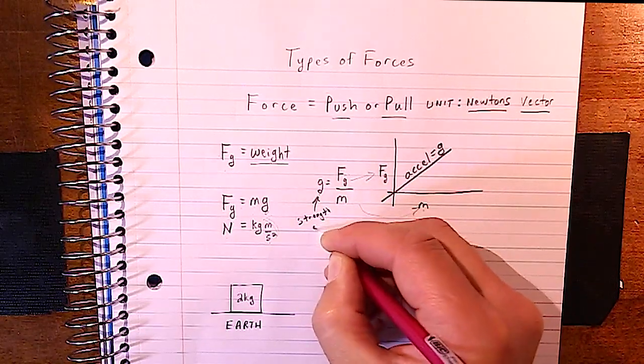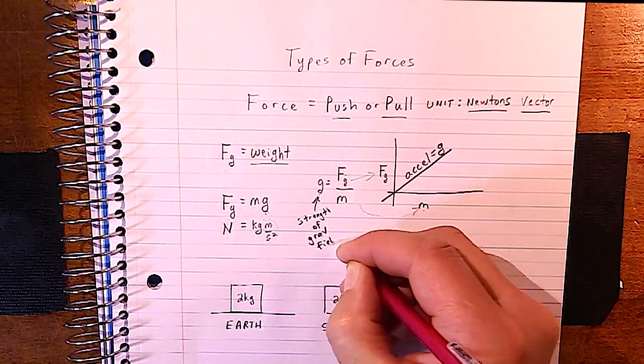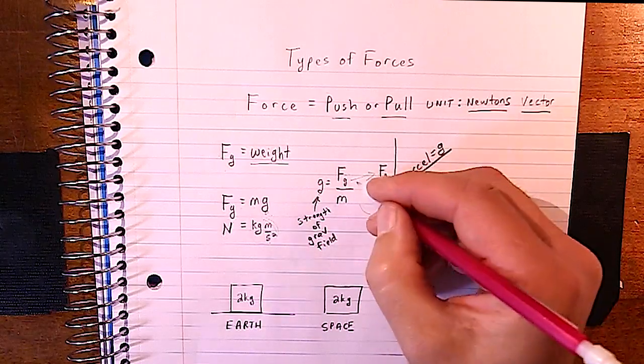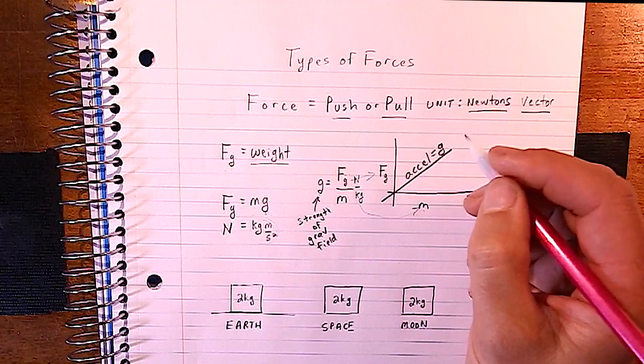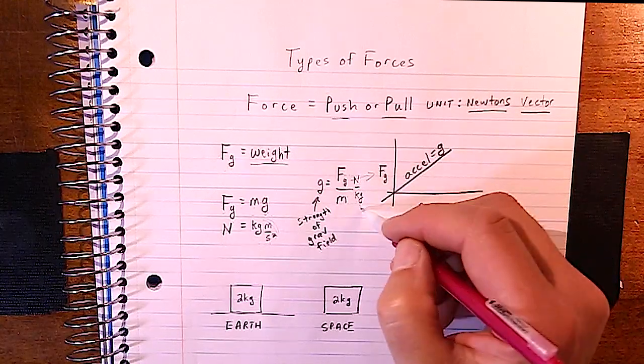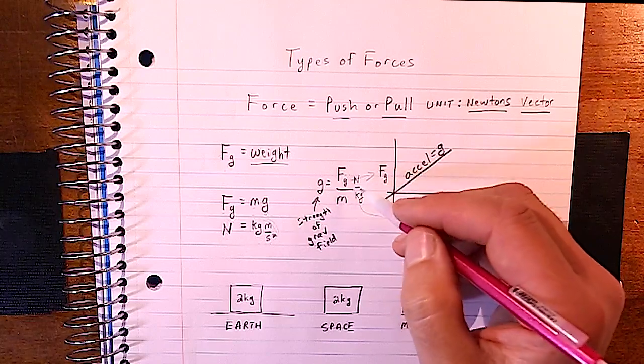So on Earth, that value is 9.8 meters per second squared. We could also say newtons per kilogram, and you'll see that on tests. They'll often use newtons per kilogram instead of meters per second squared, but they're the same thing.